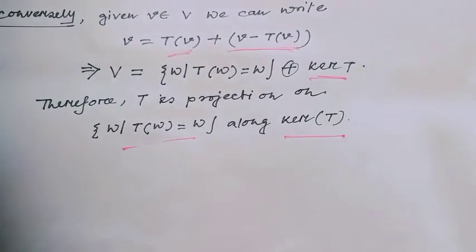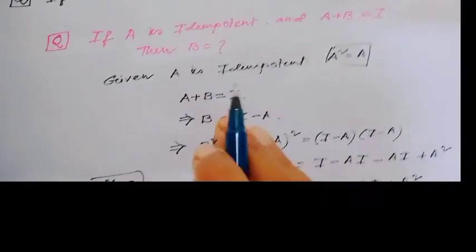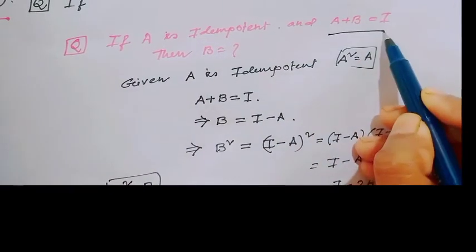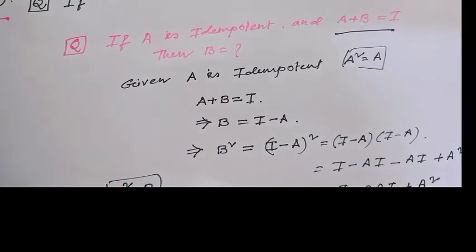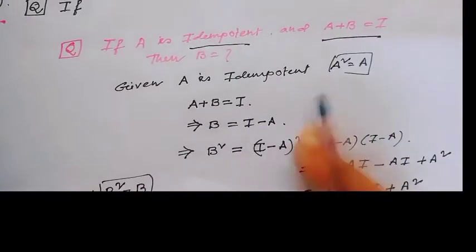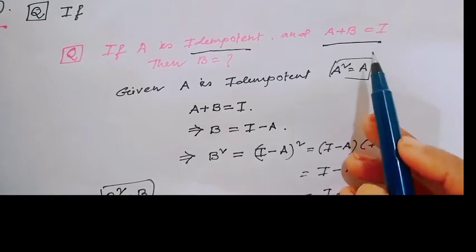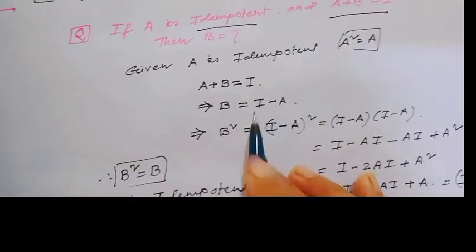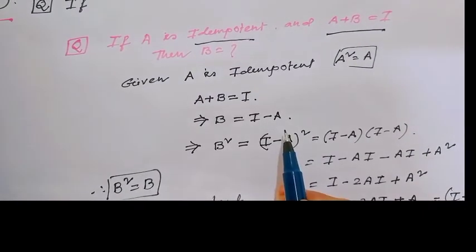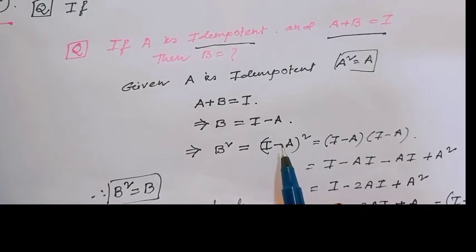Oh, well. We'll see some questions about idempotent matrices. The first question is: if A is an idempotent matrix and A plus B equals I, then is B idempotent? Given that A is idempotent, obviously A square equals A, and A plus B equals I implies B equals I minus A. And we have to prove B is an idempotent matrix. That means we have to prove B square equals B.